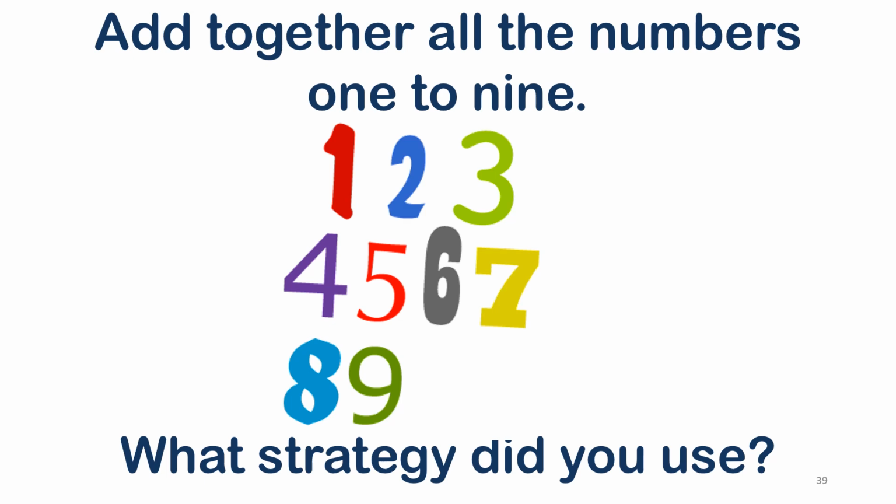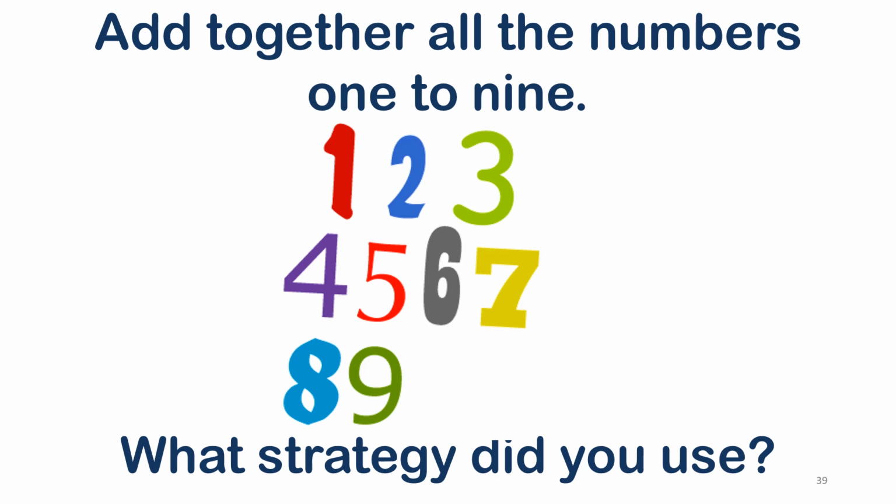Okay, now let's have a look at these strategies. So here's a task for you. I want you to add all the numbers from 1 to 9 together. So 1 plus 2 plus 3 plus 4 plus 5 plus 6 plus 7 plus 8 plus 9. You might want to stop the lecture just while you do this. You might want a piece of paper to do some jottings. And when you're ready, start the video up and let's have a talk.